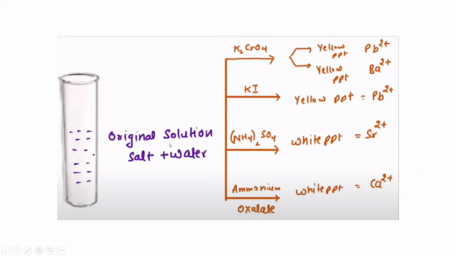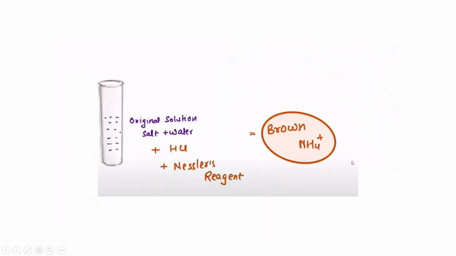So just remember, potassium dichromate shall be used for the identification of lead as well as barium, and potassium iodide is used for lead, and ammonium sulfate is used for strontium, and ammonium oxalate is used for calcium. Original solution plus salt plus water plus HCl plus Nessler reagent. If you got the brown colored precipitate, it shows the presence of ammonia.